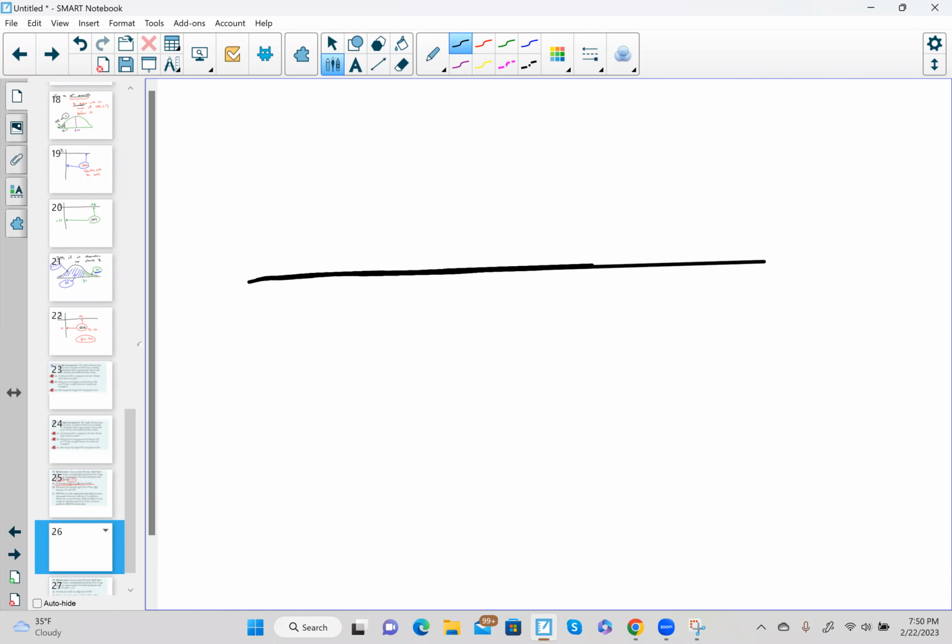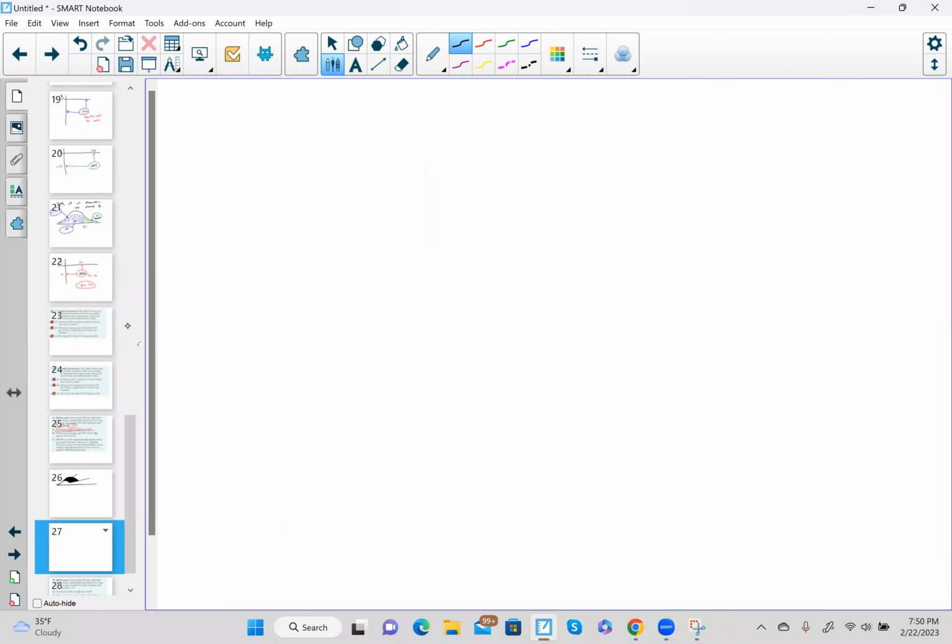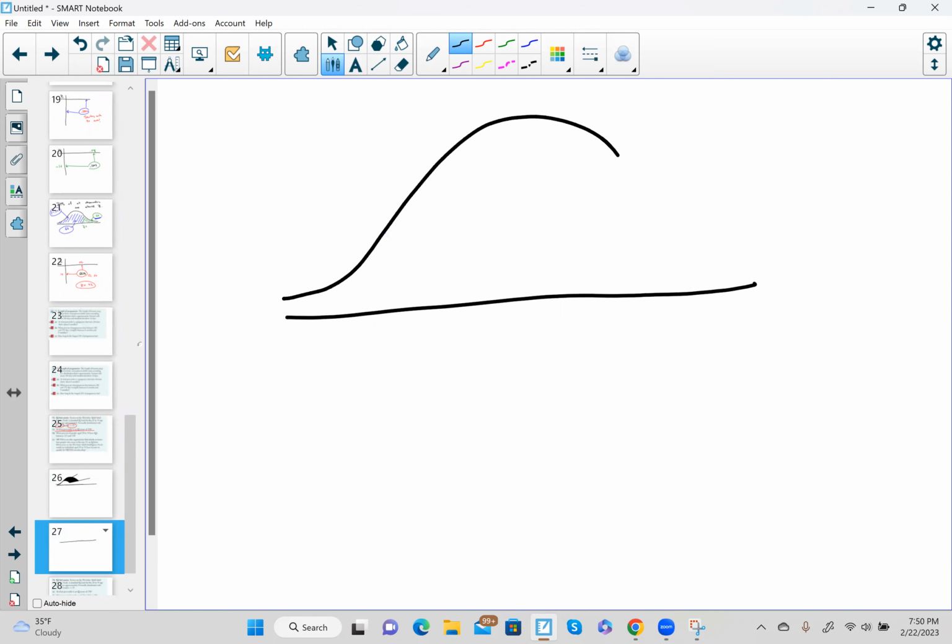So here's our normal distribution. Every so often my Microsoft Pen gets a mind of its own. I haven't figured out why yet.